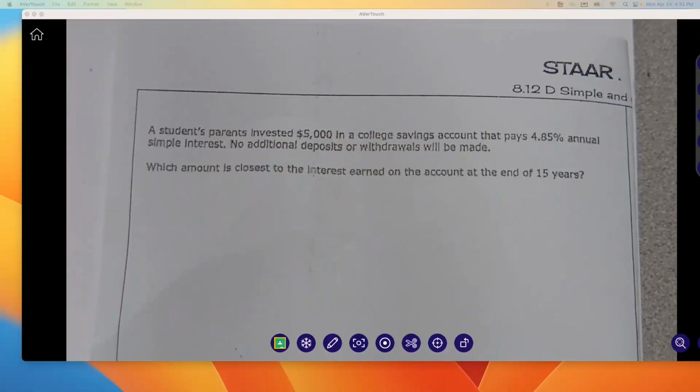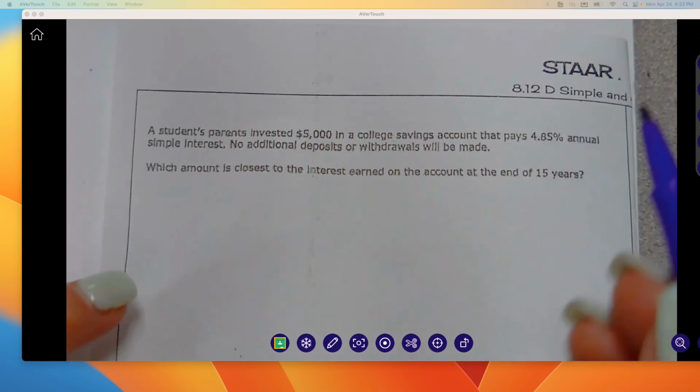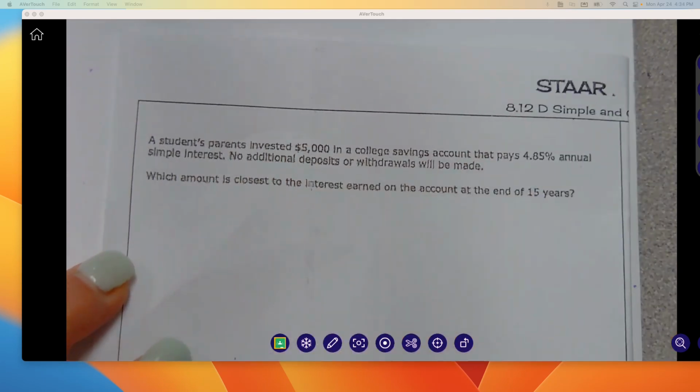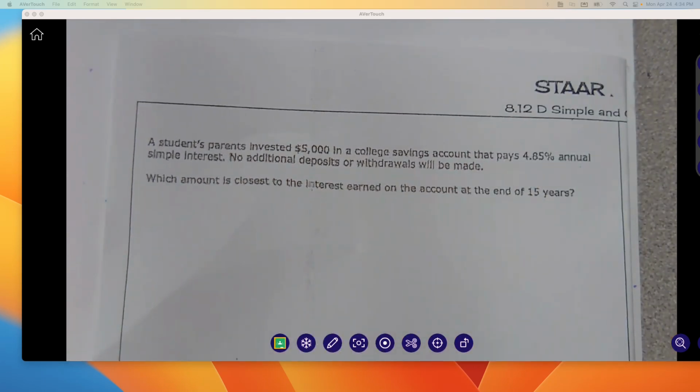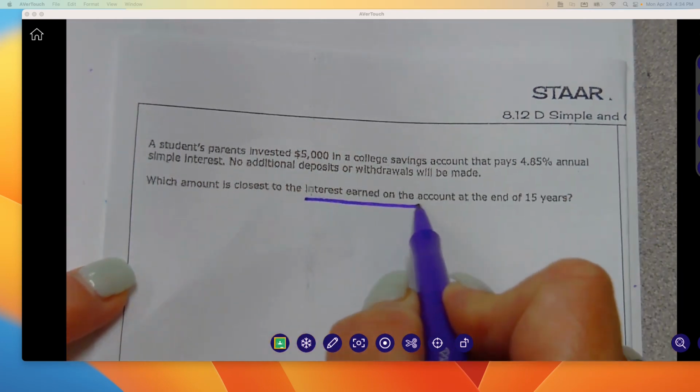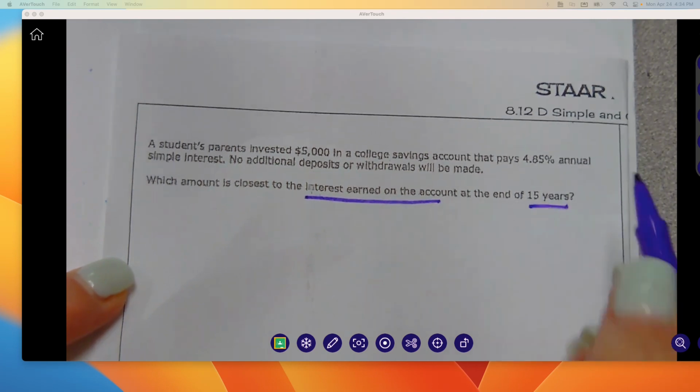Okay, we're going to be talking about simple and compound interest. Okay, let's just go ahead and look at the first one. It says a student's parents invested $5,000 in a college savings account that pays 4.85% annual simple interest. So no additional deposits or withdrawals will be made. They want to know which is closest to the interest earned on the account after 15 years.